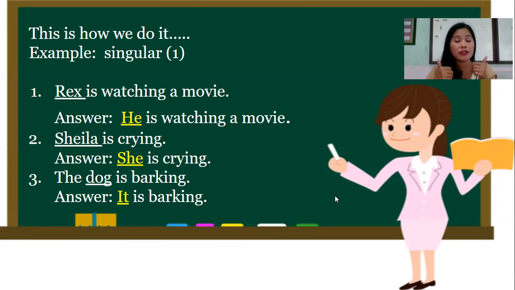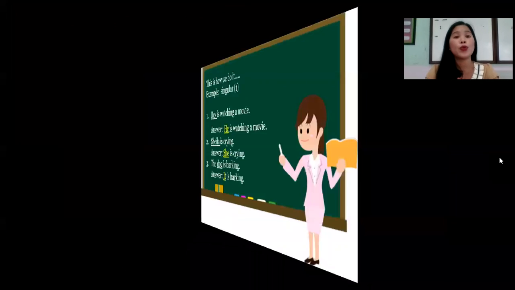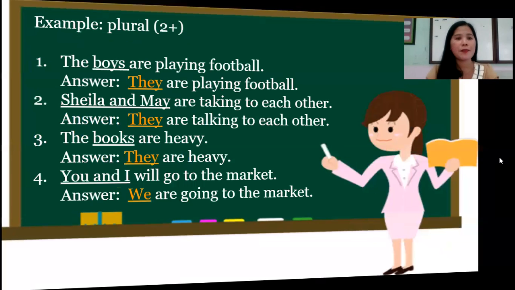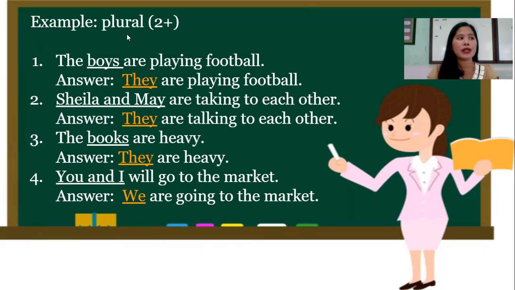Now, are you ready for the next one? Okay, let's proceed to the plural. When I say plural again, it means many. All right. So, here for the example number one, the boys, with an s, it means many, are playing football. Again, the boys are playing football.